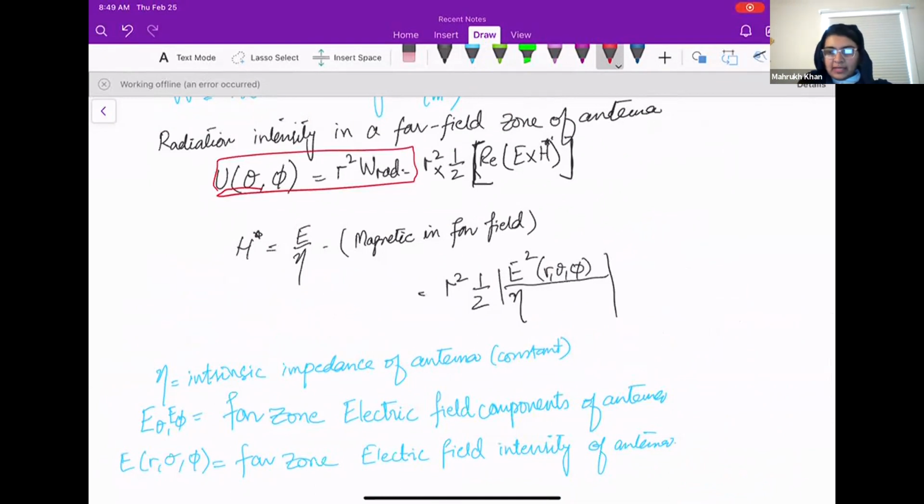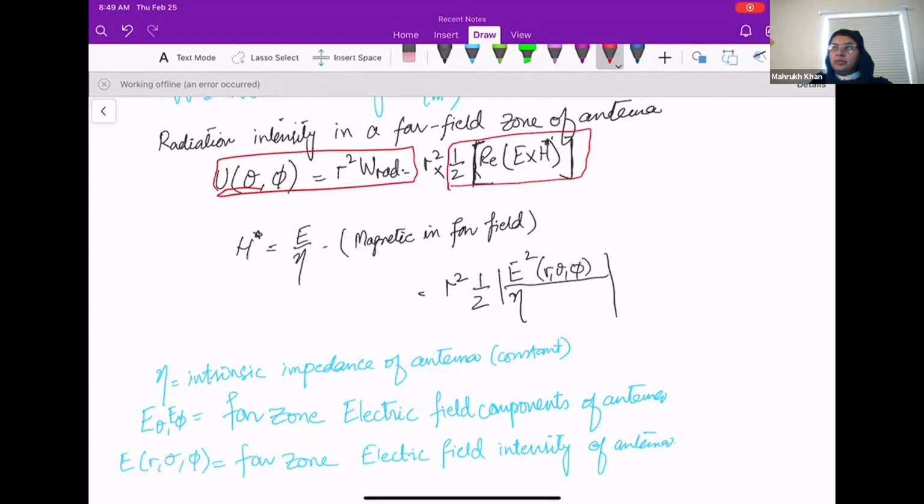Now we need to think next what it is, okay? So we know that our W rad was half real part of E cross H conjugate. We know that this is fine too, right? Now we are just approximating our expression in terms of far field, okay?